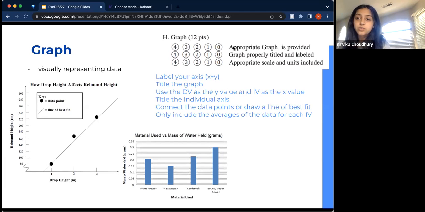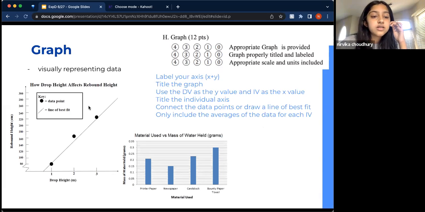So the dependent variable earlier from the statement of problem, and the independent variable as the x value. We title each individual axis, connect the data points, or draw a line of best fit. We only include the averages of the data for each independent variable. If we included every single trial, then our graph would be way too big, and we don't actually have time for that to complete every section in 50 minutes.